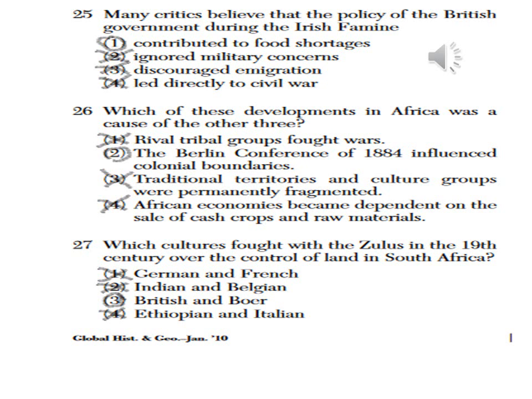Did they care about traditional territories and cultures of Africa? No. They only cared about making money. They only cared about controlling their colonies. As a result, a lot of wars were fought among various tribal groups, culture groups were permanently fragmented, and African economies became dependent on the sale of cash crops and raw materials.